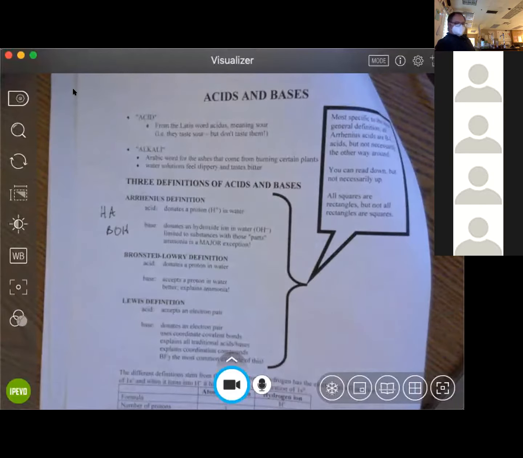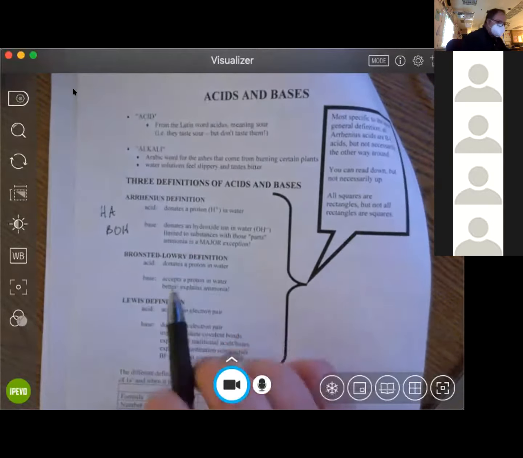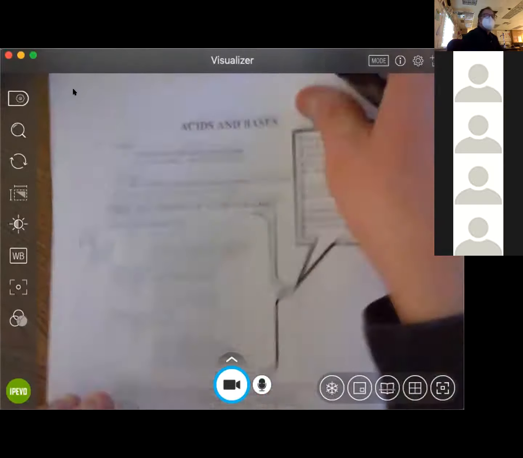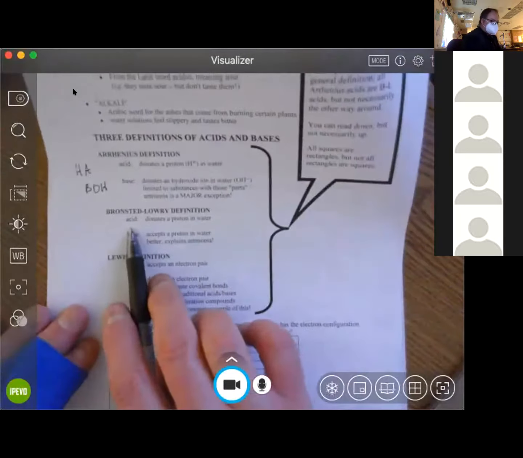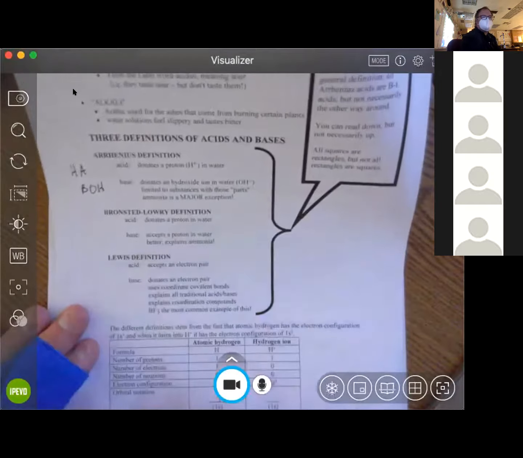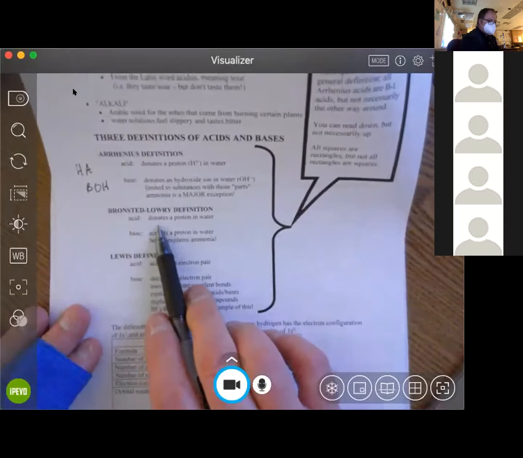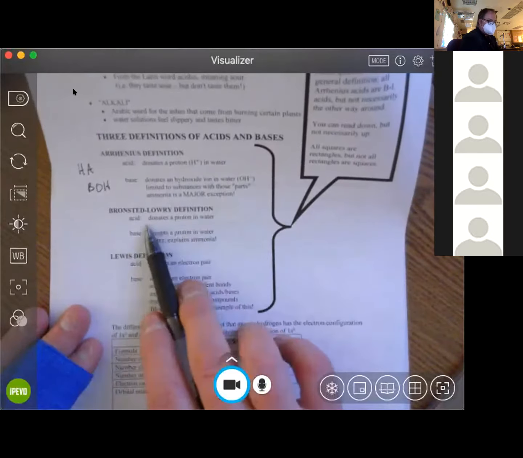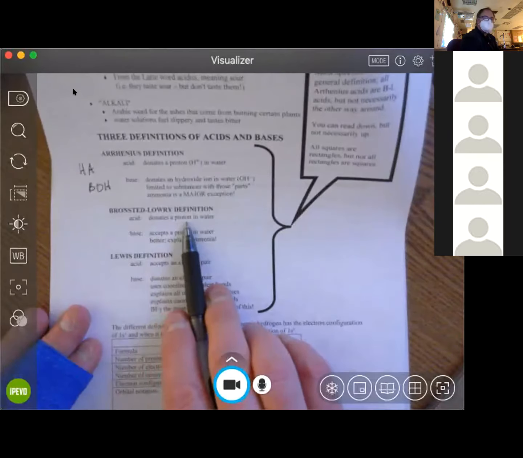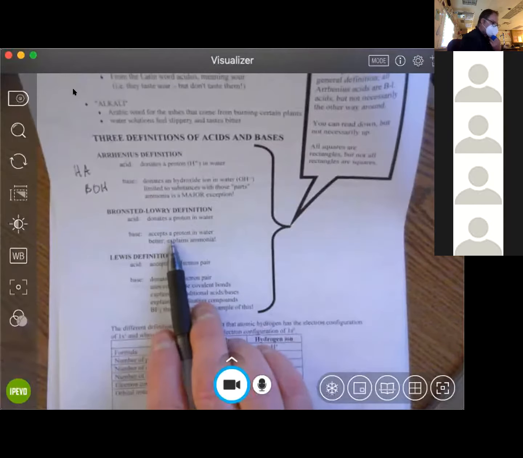That sounds crazy now, like it doesn't sound like that big of a deal, but you have to remember this isn't where you can just submit something electronically. You put your papers together and you actually had to get them there. So this is the Bronsted-Lowry definition of acids and bases. An acid is a proton donor, and a base is a proton acceptor.